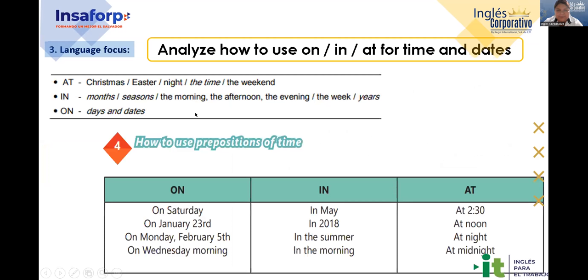Okay, let's see. So we have this grammar chart, and this is basically a reference chart where you have some of the usages for using on, in, and at. Look at this. We have a general idea about when and how to use each of these prepositions. Tenemos ahí una idea general con algunos usos, cuándo utilizar estas preposiciones. For example, at with the holidays, right? Christmas, Easter, with the word night, with the word time, and with the word the weekend, right?